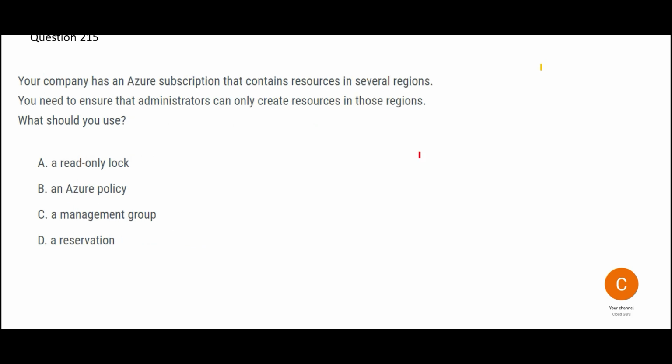So let us look at the next question. Now in this question, you should look at one thing. See what is required. They are telling you to ensure. Whenever you see ensure that administrators can only create resources in those regions, ensure means there is something to do with policy. Ensure that only in these regions it can be created.